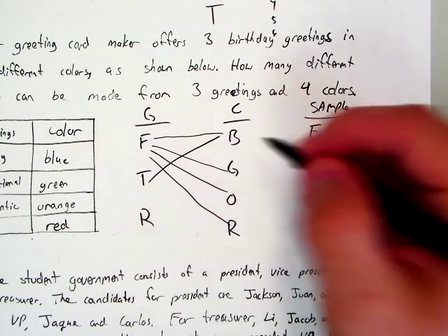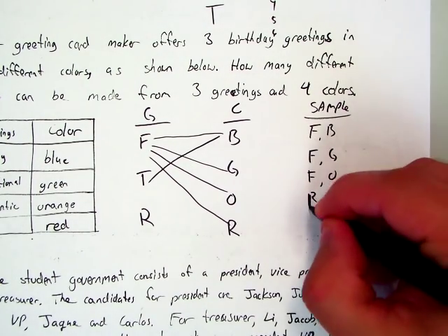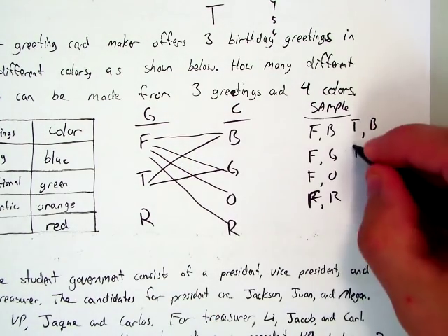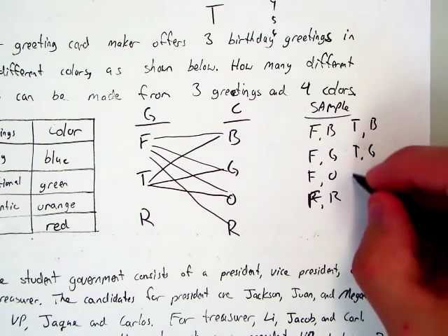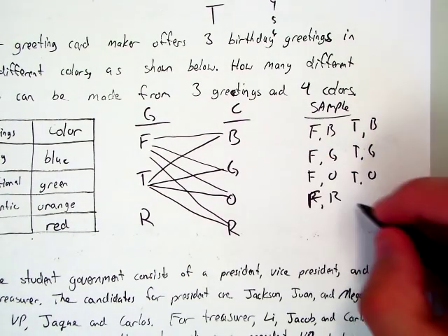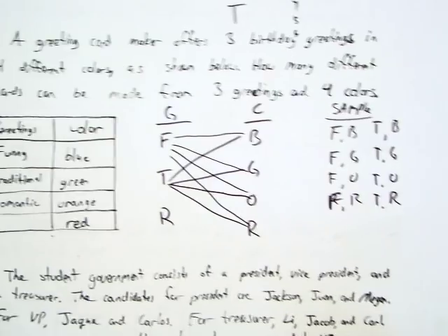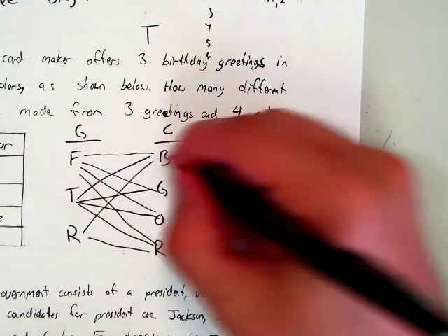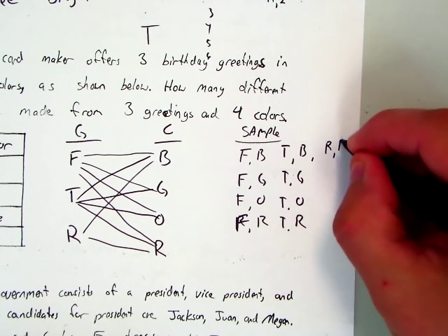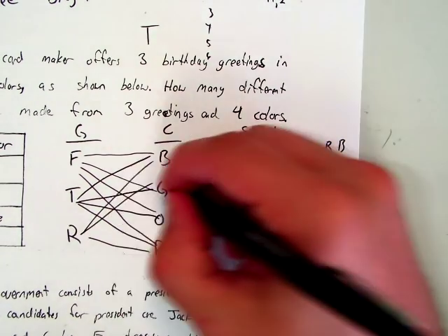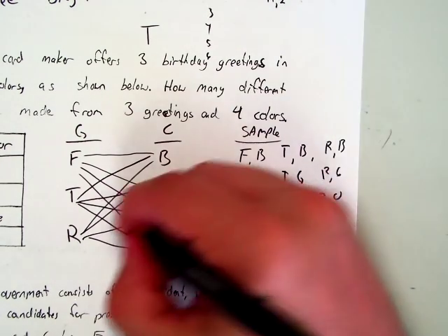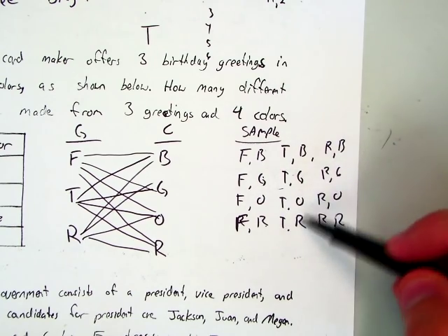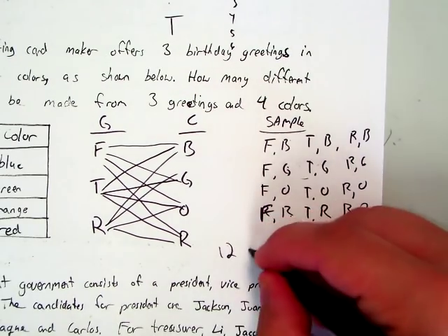We could then have traditional blue, traditional green, traditional orange, traditional red. And then the last one would be romantic and blue, romantic and green, romantic and orange, and then romantic and red. So there are 1, 2, 3, 4, 5, 6, 7, 8, 9, 10, 11, 12 different ways.